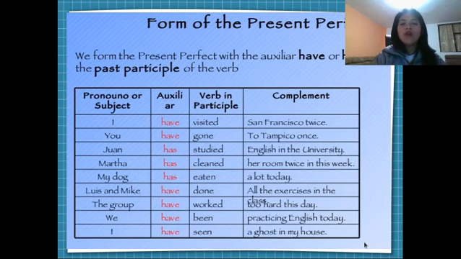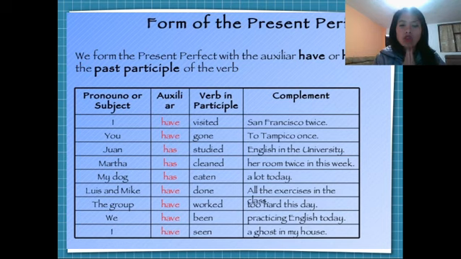Now, how are we going to form the present perfect? We are going to use the subject, the auxiliary, the verb in past participle, and the complement. Notice the types of subjects. Noten los tipos de sujetos. It could be I, you, Juan, Marta, my dog, Luis and Mike, the group, we, the markers, the sky, the door, etc. We can use any subject. Podemos usar cualquier sujeto, ¿sí?